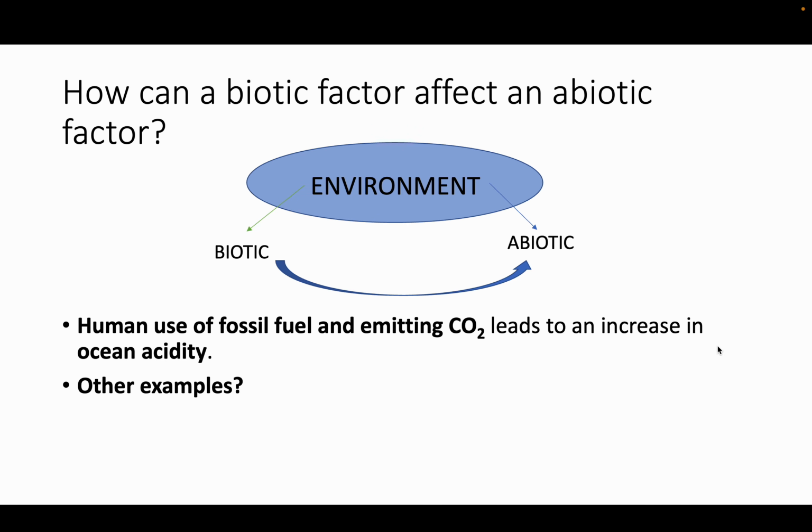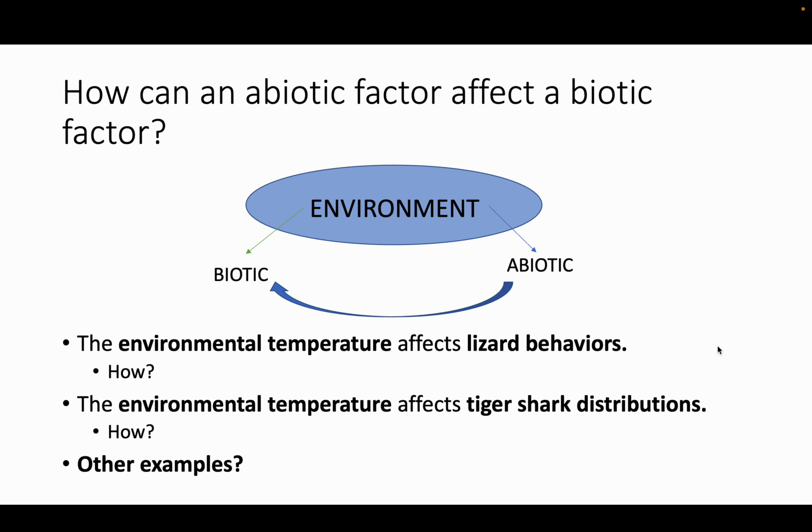So this is an example of how the burning of fossil fuel by humans, which is a biotic factor, can affect abiotic factors downstream. High levels of CO2, that's an abiotic factor. Ocean acidity, that's also an abiotic factor. Now we can take a look at how something that is an abiotic factor can affect a biotic factor. So now, how can something non-living affect something that is considered living?